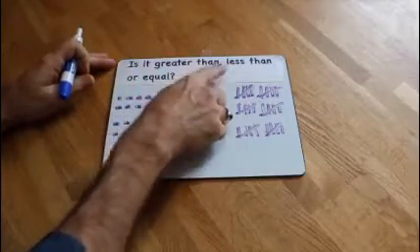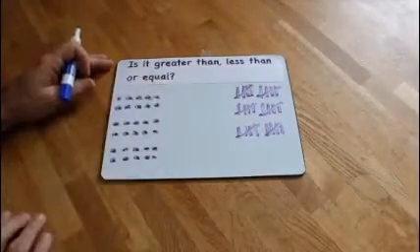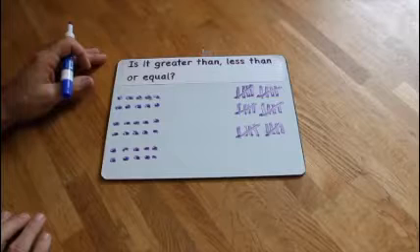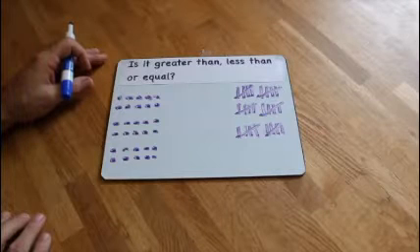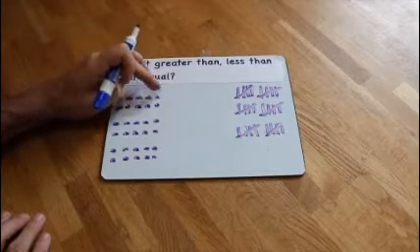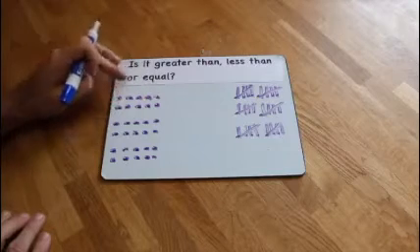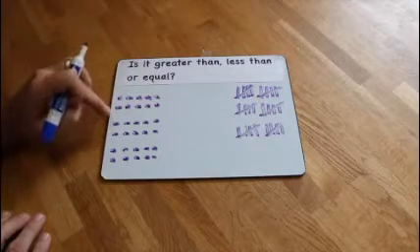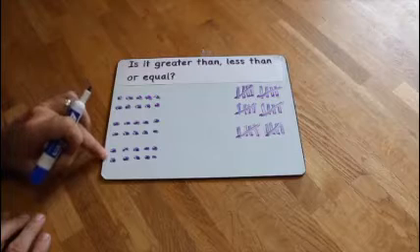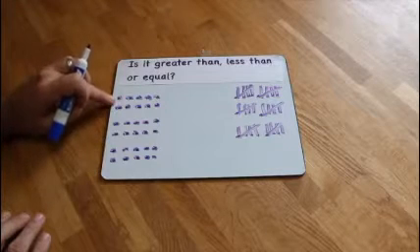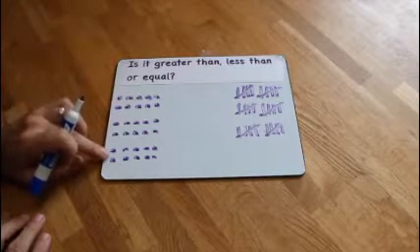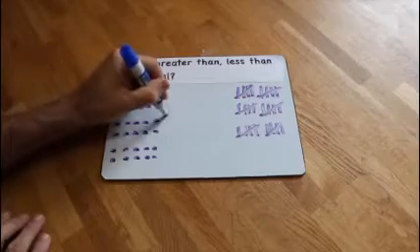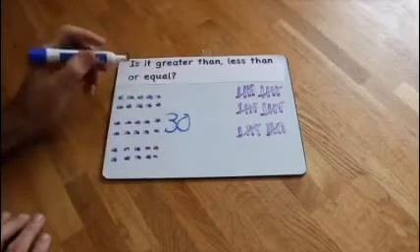Is it greater than, less than, or equal? Well, looking at them, we got to find the numbers. Okay, 1, 2, 3, 4, 5. 2 5s, that's a 10 frame. And I see another 10 frame and another 10 frame. So that's 10, 20, 30. 3 for the 10s, 0 for the ones, 30.